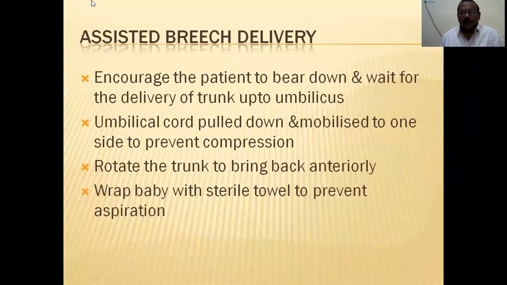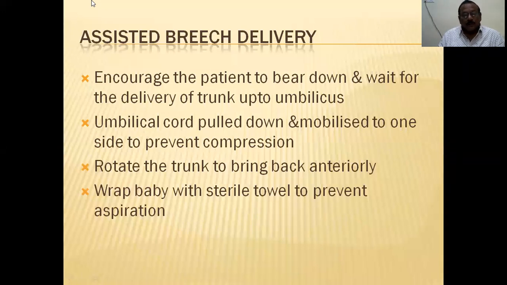The umbilical cord is pulled down and mobilized to the side to prevent compression. You have to get the cord to one side of the fetus so that it doesn't get compressed. If the cord gets compressed, the fetus will become hypoxic and its oxygen saturation will come down. So you must prevent cord compression when delivering the fetus by breech. Rotate the trunk to bring the back anteriorly. Wrap the baby with a sterile towel to prevent aspiration.